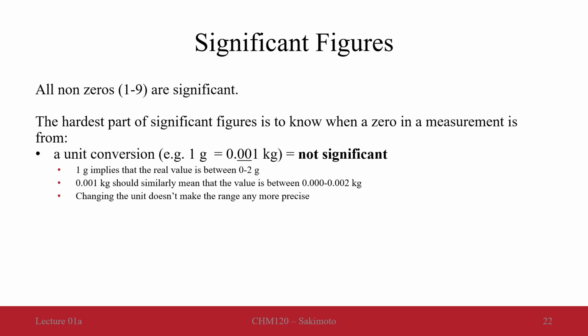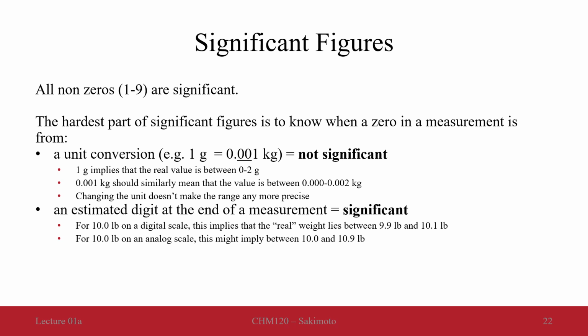They're simply there as a placeholder or the result of a unit conversion. In this case, we still view this 0.001 kilograms as meaning we're only confident that this coin weighs between 0 kilograms and 0.002 kilograms. Again, changing the unit doesn't make it more precise, and quite often when we see zeros in numbers, they are not significant, not a measurement of precision.